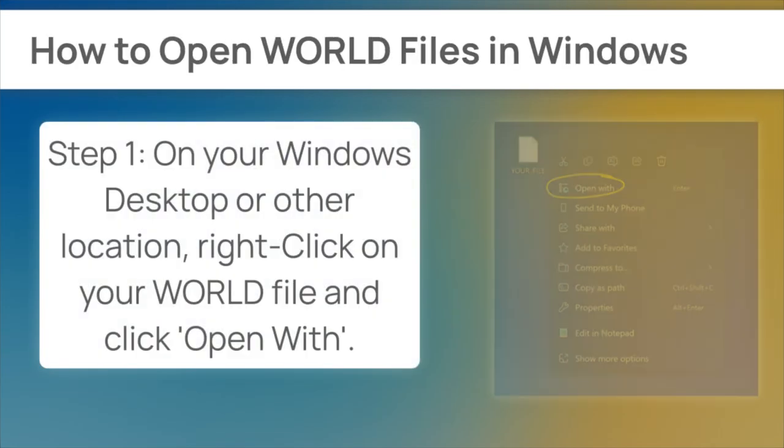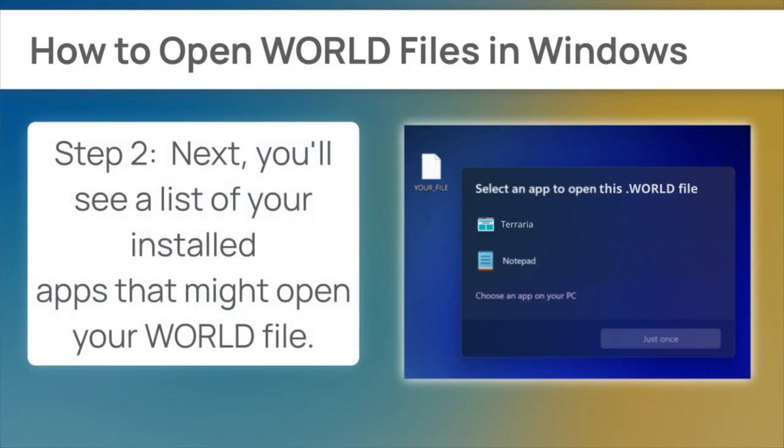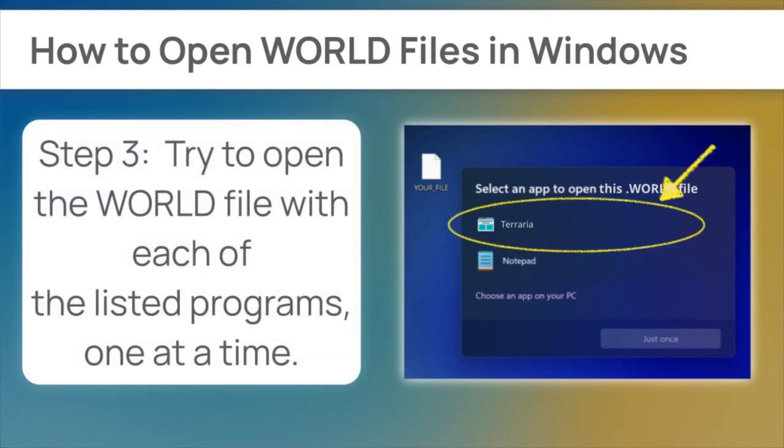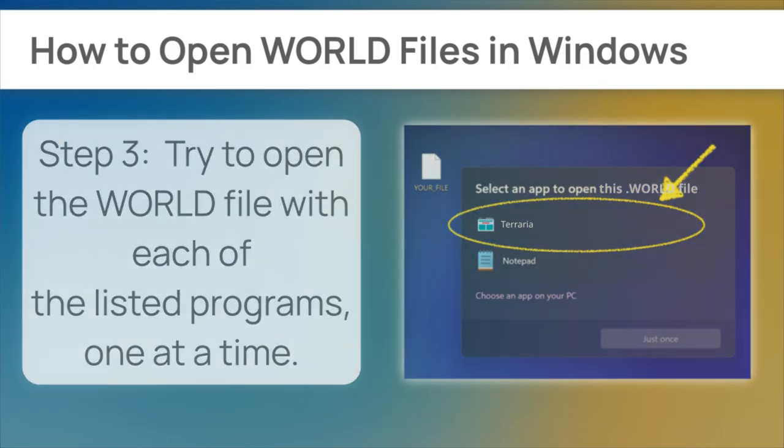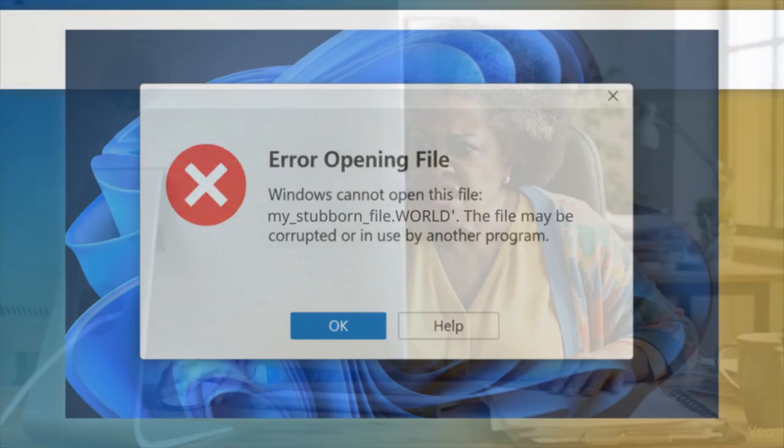Start by right-clicking the world file and selecting Open With. Test Terraria first if it's installed. If you don't find it, pick any other option. Some world files are very particular about the opener. If you still cannot open your world file, that is okay. Rather than guessing, let's understand the root cause.